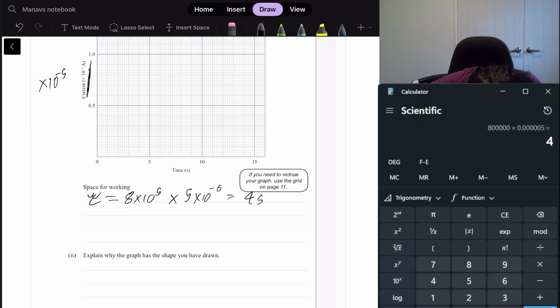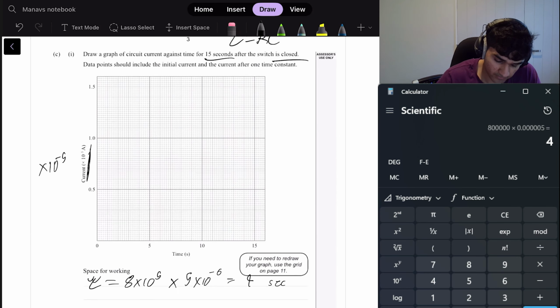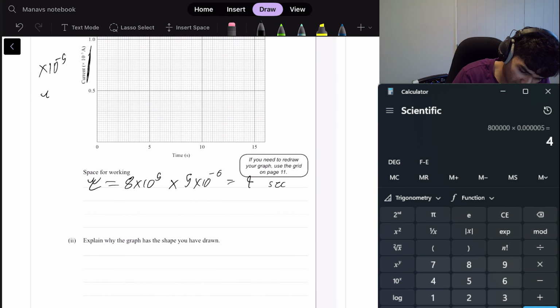Why do they have to give us this graph? That means tau 1 equals 4, tau 2 equals 8, tau 3 equals 12, tau 4 equals 16. Have I done it right?